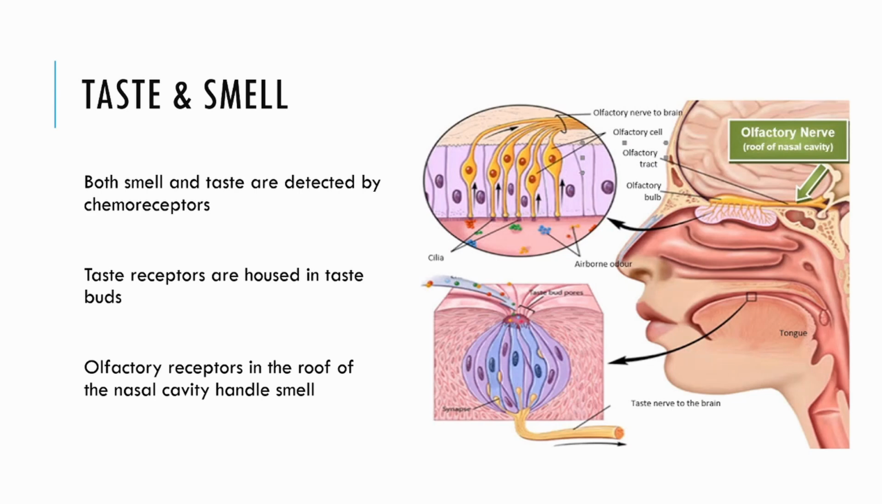So taste receptors are found in the taste buds, and the olfactory receptors are found in the roof of the nasal cavity, handling smell. And we see both of them here. So from the food we eat, molecules will trigger the taste receptors, which will then send a signal down through a nerve to the brain. And then up here, olfactory receptors will detect the molecules in the air we've breathed in and take that information down from the olfactory bulb and olfactory tract down to the brain again. It's important to note that these two are very closely related.